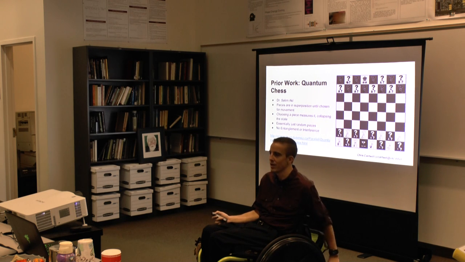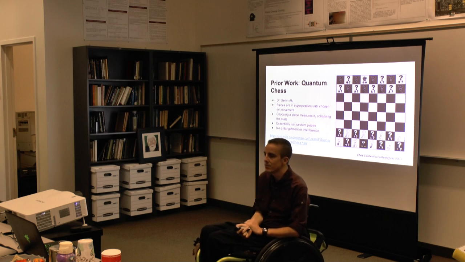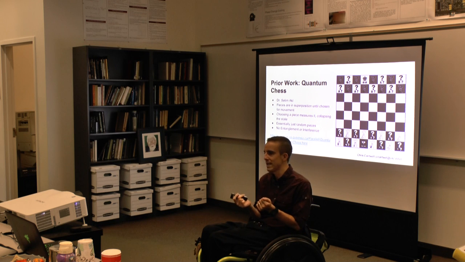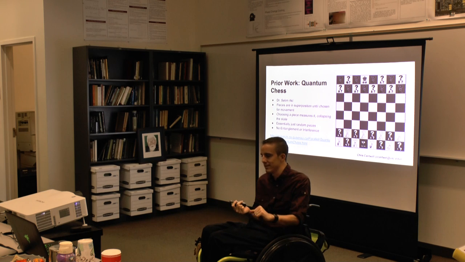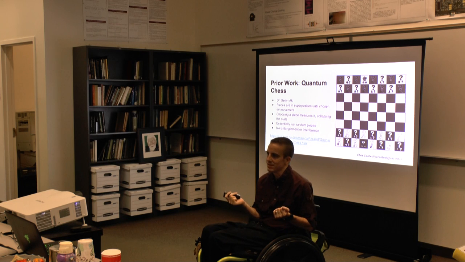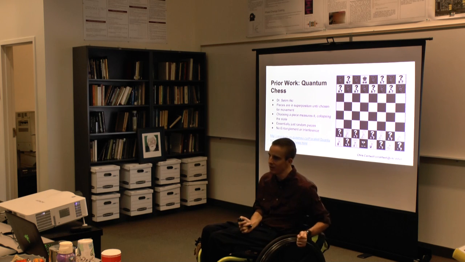There was also another quantum chess I found, by Dr. Salim Akal. It's called quantum chess, but the pieces start the game in a superposition of being multiple types of pieces. And then as soon as you select it, it's measured, so it determines what it is and how it can move. So it's really just random pieces. It randomizes the game of chess. You don't really get the feel of superposition, and there's no entanglement, no interference or anything like that. So there's definitely a gap to be filled there.